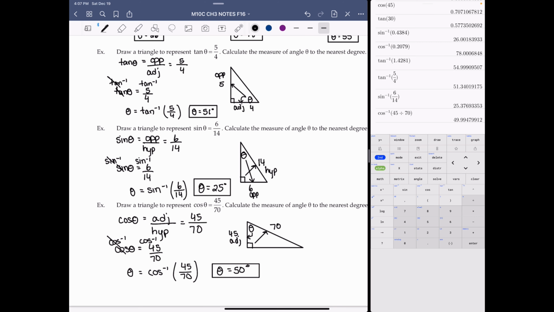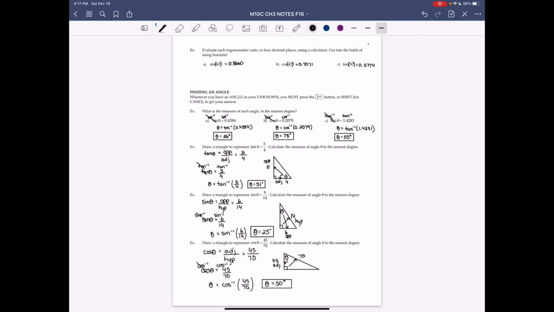That brings us to the end of Chapter 3, Lesson 1.